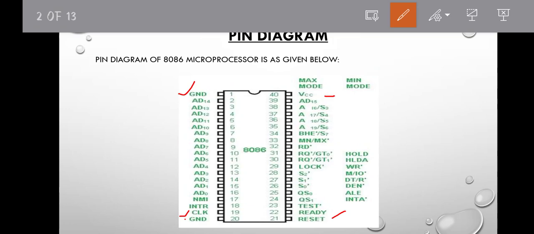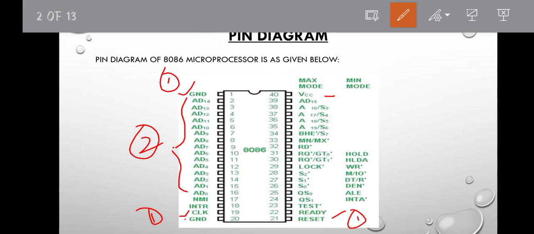In the second step we have to remember pins 2 to 16. This is the second step. In the first step we have to remember the first pin, 20th pin, 21st pin and 40th pin. In the second step we have to remember pins 2 to 16.